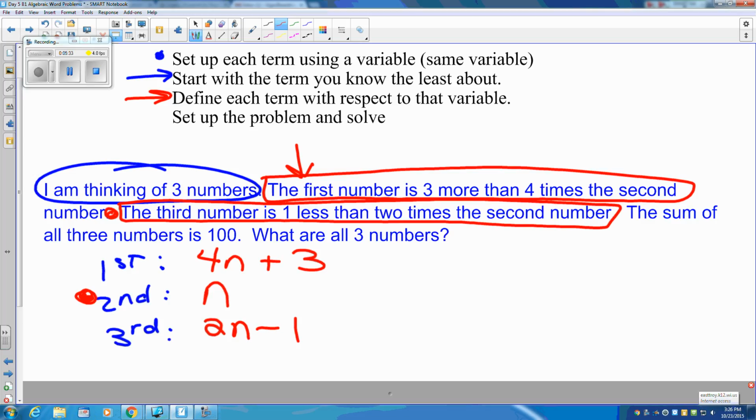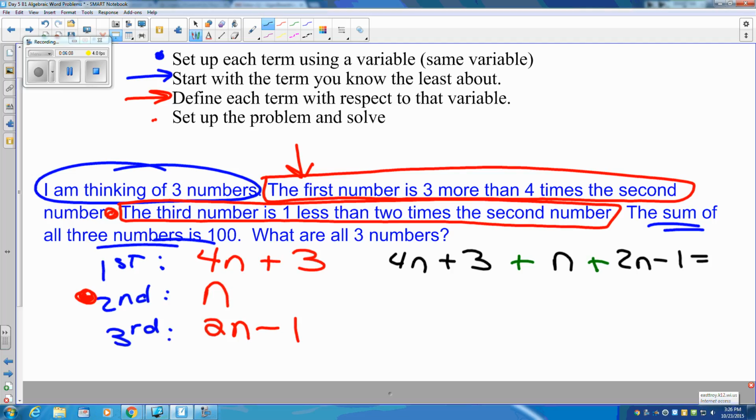Now, we haven't set up an equation yet. That comes in the last problem. Well, what do we know about these numbers? We know that the sum of all of them is 100. So we're going to write them all down and add them together because the word sum means to add. So my first number, 4n plus 3, plus my second number is just n, plus my third number is 2n minus 1. And we know that these all add up to 100.